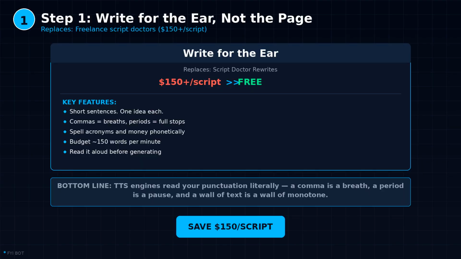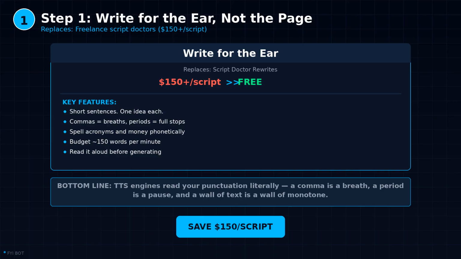Step 1, and I'm serious, this is where 80% of bad AI voiceovers are born. Write for the ear, not the page. Text-to-speech engines read your punctuation literally. A comma becomes a short breath. A period becomes a full stop with weight behind it. A 40-word sentence with no punctuation becomes a monotone drone that no engine can save. So write short sentences, one idea per sentence.